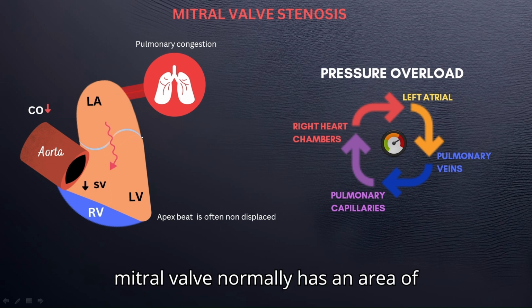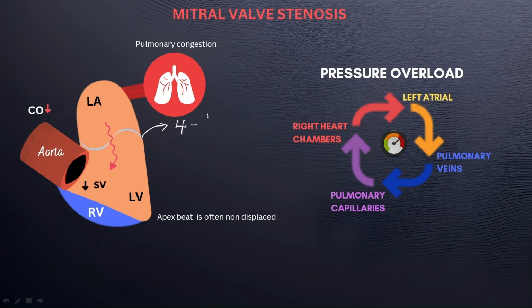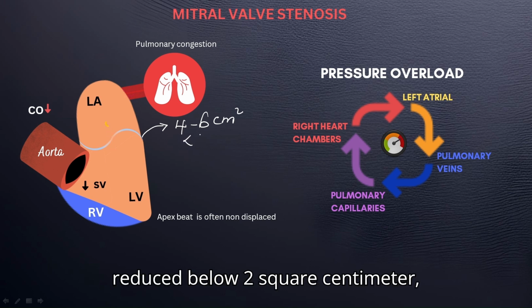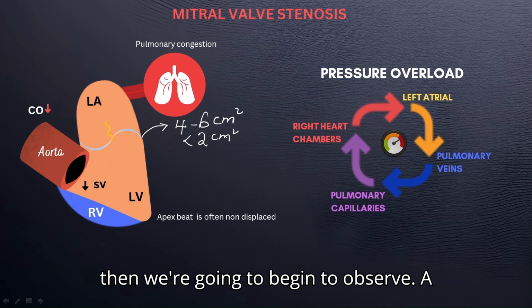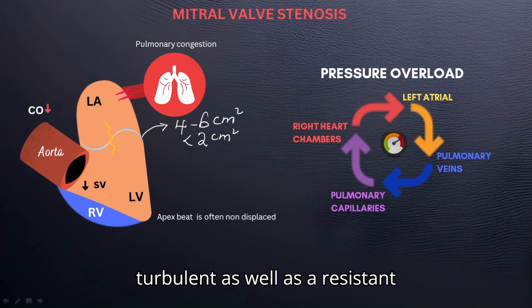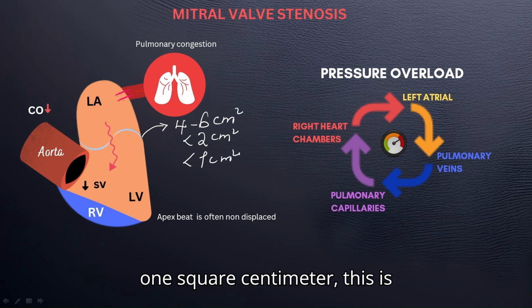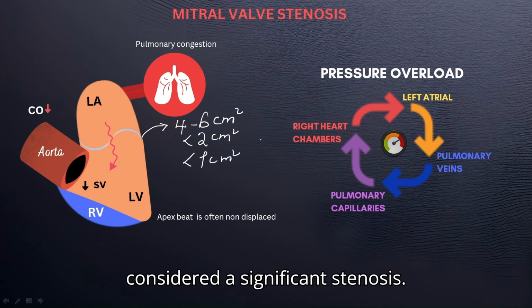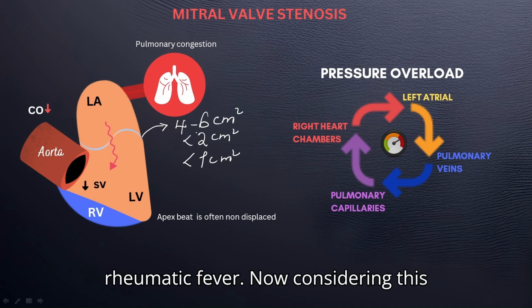So the mitral valve normally has an area of about 4 to 6 square centimeters. If the area is reduced below 2 square centimeters, then we begin to observe turbulent as well as resistant flow across the stenotic mitral valve. In fact, if the area is less than 1 square centimeter, this is considered a significant stenosis. This disorder is primarily caused by rheumatic fever.